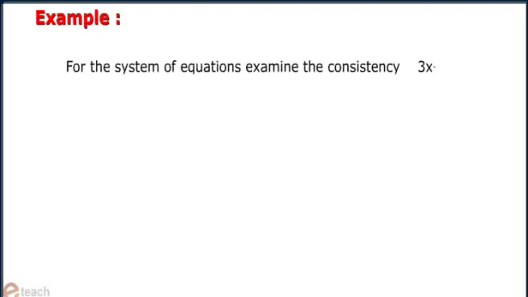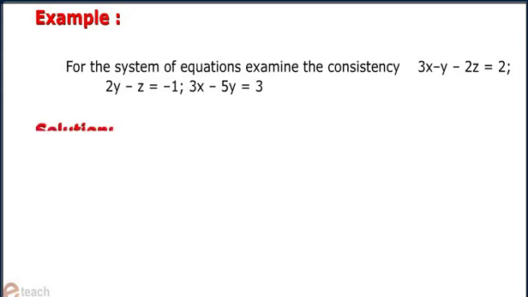Let us have an example. For the system of equations, examine the consistency: 3x minus y minus 2z equals 2, 2y minus z equals minus 1, 3x minus 5y equals 3. Let us have the solution.